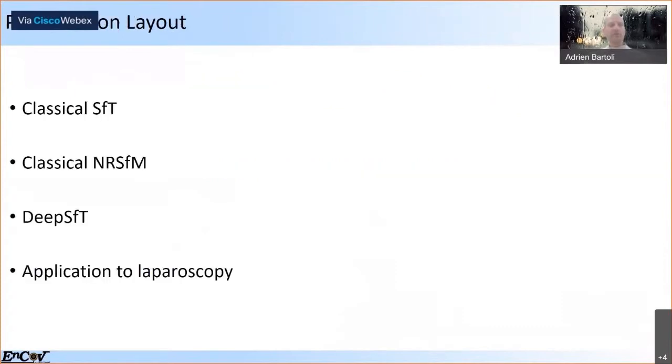So this is the layout of the rest of the presentation. I'm going to discuss shape from template, so this example where we have a template and just one image as input from which we do reconstruction. Then the classical non-rigid structure from motion. By classical, I mean non-deep learning approaches, so with physics-based reasoning. Then I'm going to discuss briefly a recent solution we came up with for the SFT problem using deep learning, which we call deep SFT. And finally, the application of these technologies to laparoscopy, which is a form of minimally invasive surgery.